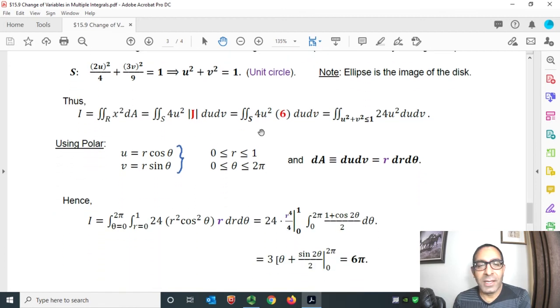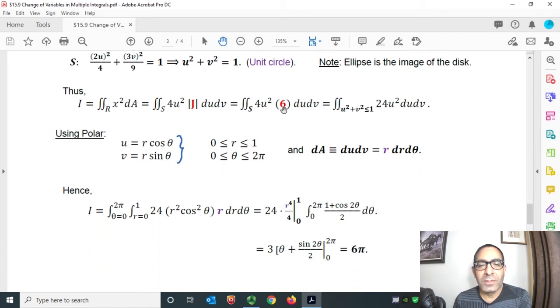Then the next step here, I put the Jacobian as 6, since S is u squared plus v squared equals 1, 6 times 4 is 24, u squared du dv. I hope this makes sense to you all. So now we are integrating 24u squared over this unit circle. Since our domain of integration is circular, we use polar form. Let's put u equals r cosine theta, v equals r sine theta, where r is between 0 and 1 and theta between 0 and 2 pi, and du dv equals r dr d theta.